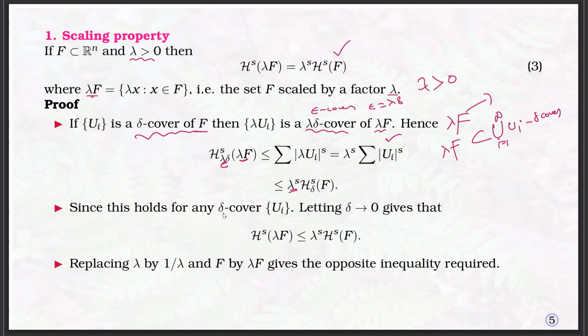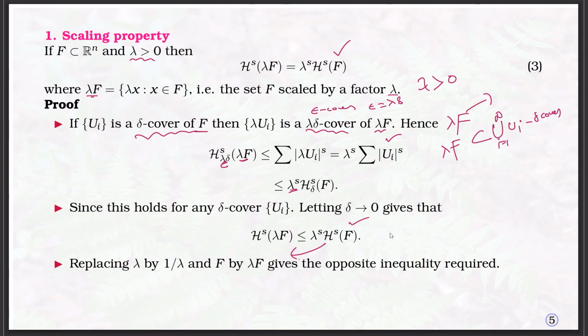Since this holds for any delta cover ui, letting delta tend to 0 gives that Hs of lambda f is less than or equal to lambda power s times Hs of f. For the reverse, because we need to find the equality, replace lambda by 1 by lambda. You can take the epsilon cover of lambda f, that means a lambda times delta cover of this quantity. If you are multiplying this one by lambda, then it will be the cover of F.